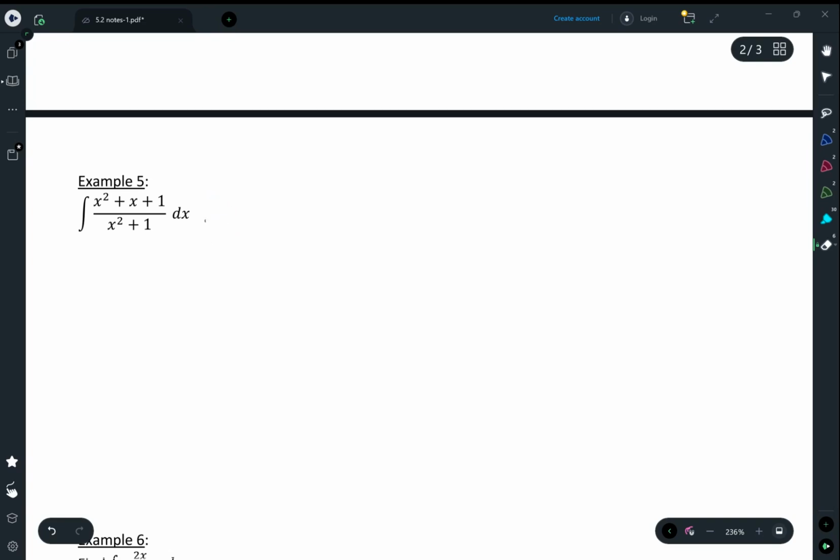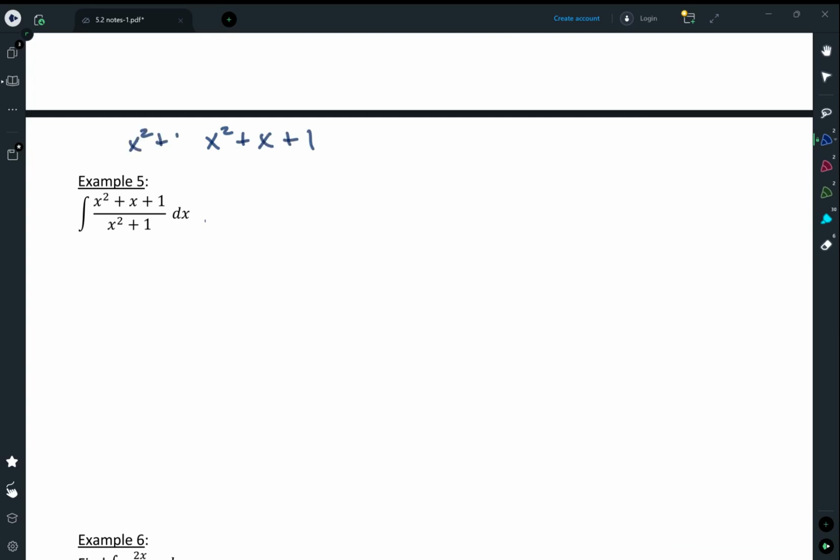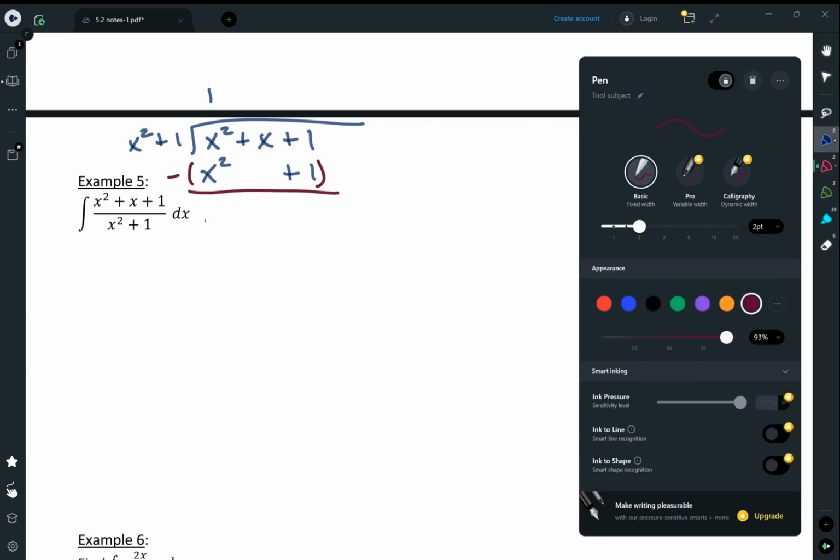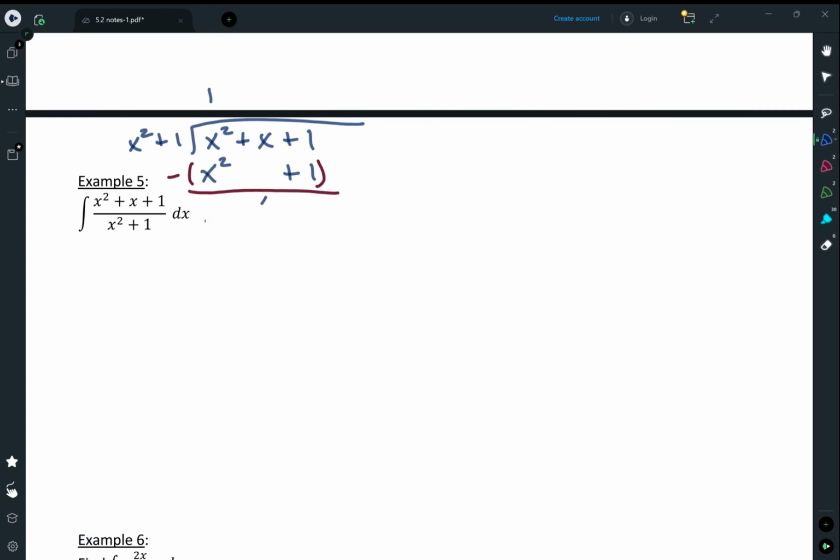So one way to handle this, and this is maybe not the easiest way, I'll show you a cool trick in a second, is to take the numerator and divide by the denominator. So essentially do some long division. So x squared plus 1 divides into x squared plus x plus 1 one time. Then we'll multiply it back and write it underneath. And remember, we always subtract everything. So x squared minus x squared is 0, 1 minus 1 is 0, but we have to bring down our x.